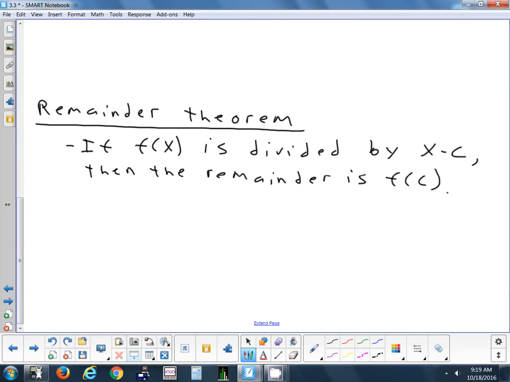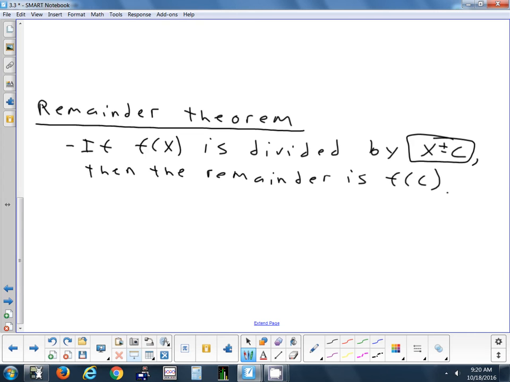And this is the quick way to check the remainder. Now, unfortunately, the theorem only works if you divide by something linear. Okay? It could be x plus or minus a number. You can't divide by x squared. You can't do this with x cubed.